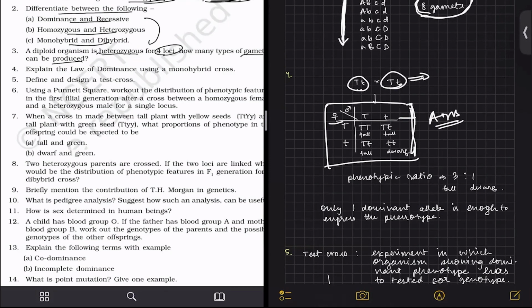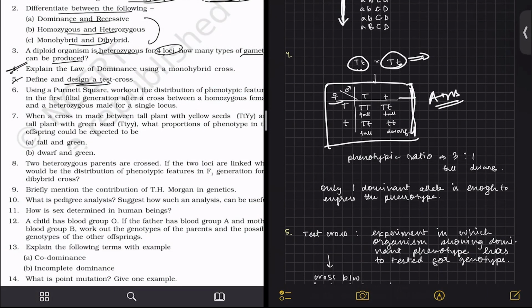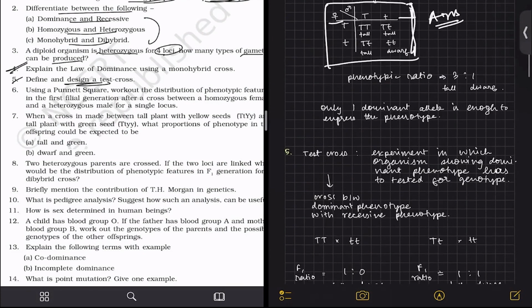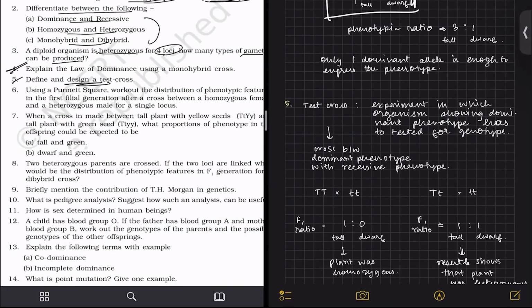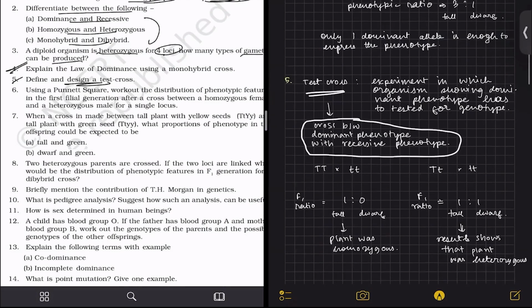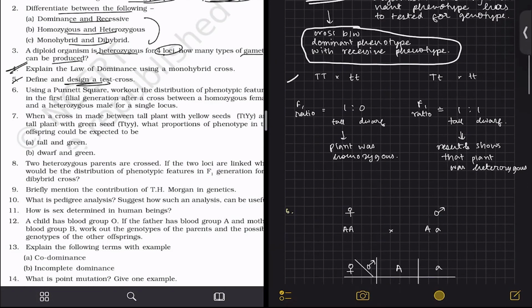Now define and design a test cross. We have already read the definition of a test cross. We use a test cross to determine the genotype of an organism. This is generally a cross between a dominant phenotype and a recessive phenotype. This is the genotypic diagram of the test cross. So this is the design of a test cross.